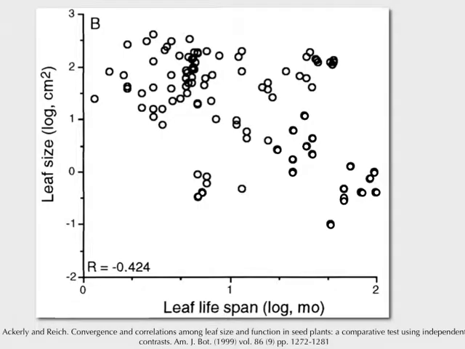So, correlation. All right, so if I show you this, I have a bunch of species, and I look at leaf lifespan and leaf size. What's the correlation here? I think it's 0.424. No, it's 0.425, actually. Right, so that's the R value. It's a pretty good correlation, negative correlation, right?